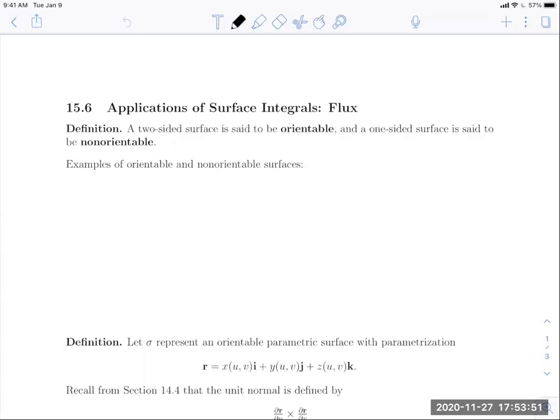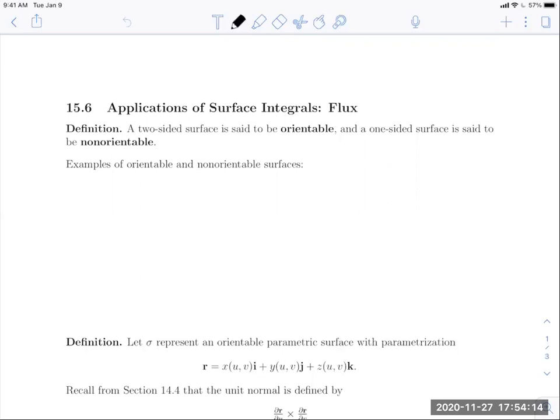We'll begin section 15.6, talking about applications of surface integrals, and in particular, the topic of flux. Before we get into flux, we need to first understand a little bit of terminology regarding surfaces. Definition: a two-sided surface is said to be orientable, and a one-sided surface is said to be non-orientable.